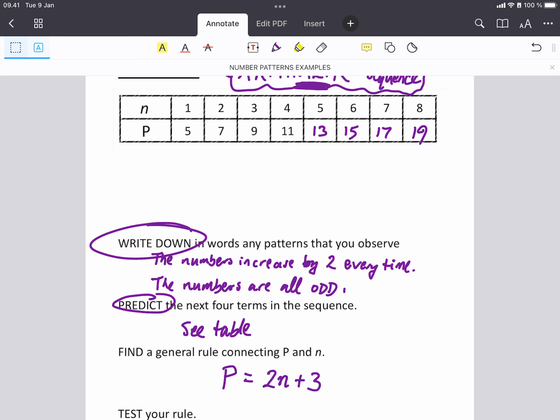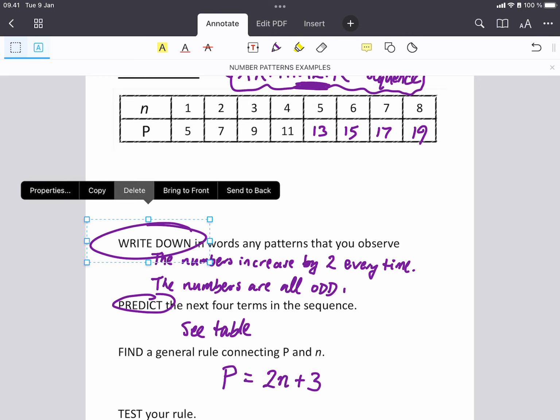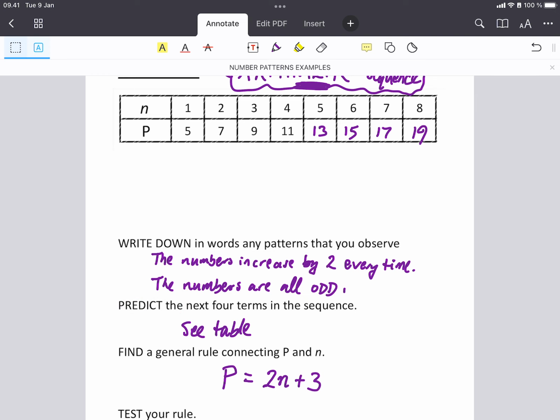Delete. There we go. Get rid of that one there and that one there. So when they ask you to test your rule, what they want you to do is to take something where you already know both values and check that your rule still works.